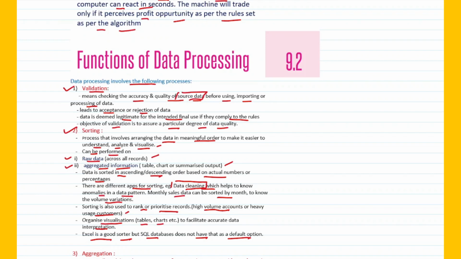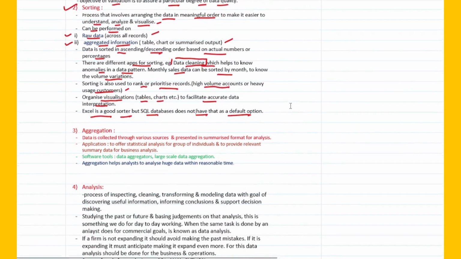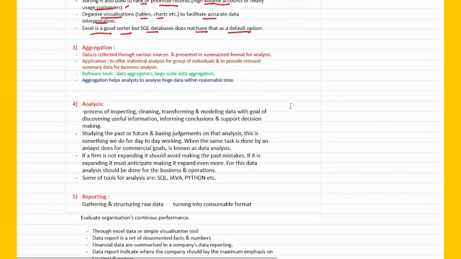There are different applications for sorting. Data cleaning is one such application, and it helps you to identify the anomalies in the data pattern. And sorting is also used to rank or prioritize records. You can rank or prioritize according to your needs. Then you can organize visualizations. This can be in the form of tables or charts to facilitate accurate data interpretation. And finally, Excel is a very good sorter. Although if you do it through an SQL database, then it's not a default option and you need to program it accordingly, right?